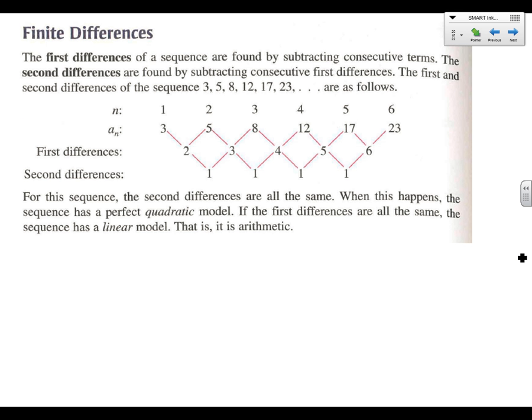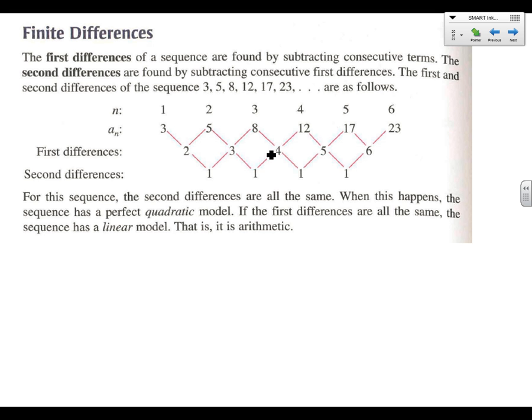Okay, last thing here. Finite differences. If we have a sequence, 3, 5, 8, 12, 17, 23, there's a quick check to see whether it's a linear or a quadratic formula. What we're going to do is find the differences between the numbers. 5 minus 3 is 2. 8 minus 5 is 3. 12 minus 8 is 4. If all of these numbers, the first differences, are the same, it's a linear model. If not, subtract them again.